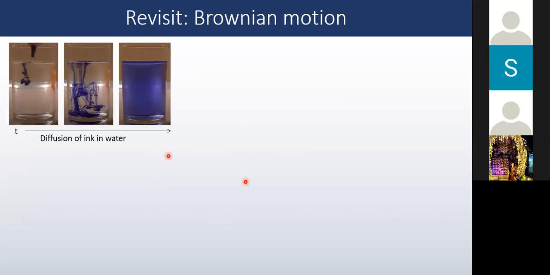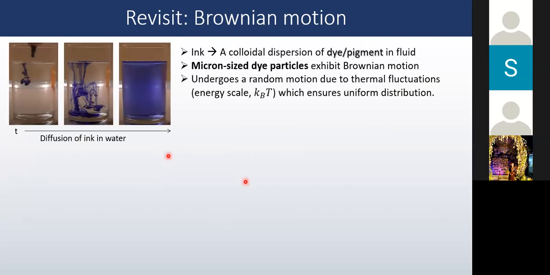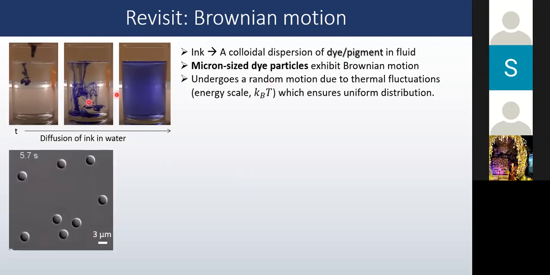And why is it so? Why it diffuses is because the ink is a colloidal dispersion of dye or pigment in a fluid. And the major characteristic property of colloidal dispersion is that the dye or the pigment molecules are micron sized. And that is why when you see this dye or pigment in a fluid under a microscope, it looks like this. This is the Brownian motion under a microscope.